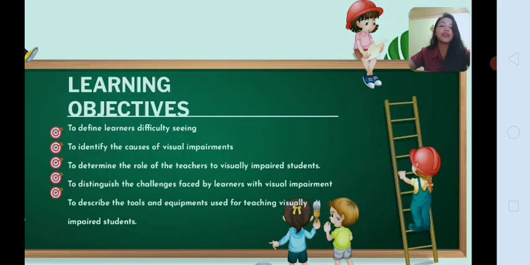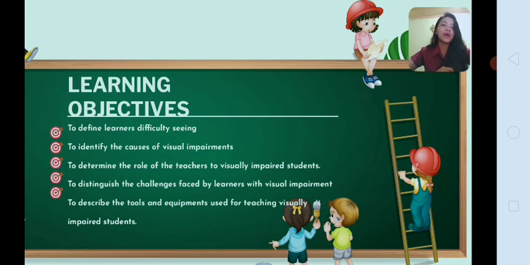First, we have to define learners' difficulty seeing. Next, to identify the causes of visual impairments. To determine the role of the teachers to visually impaired students. To distinguish the challenges faced by learners with visual impairment. And lastly, to describe the tools and equipment used for teaching visually impaired students.